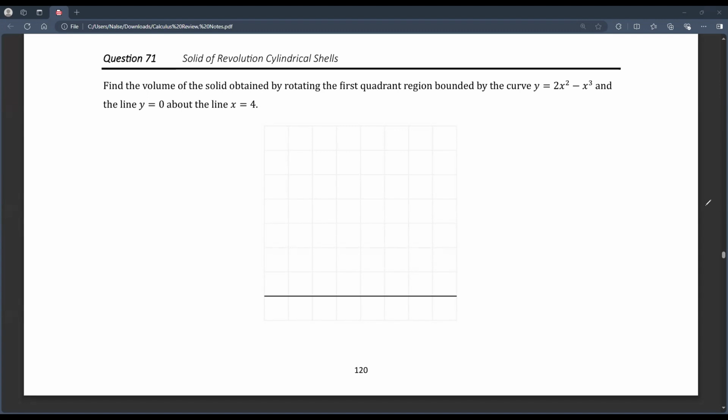Now let's put this knowledge to the test. Attempt question 71 on your own. Pause the video and circle back when you're ready to check your work.